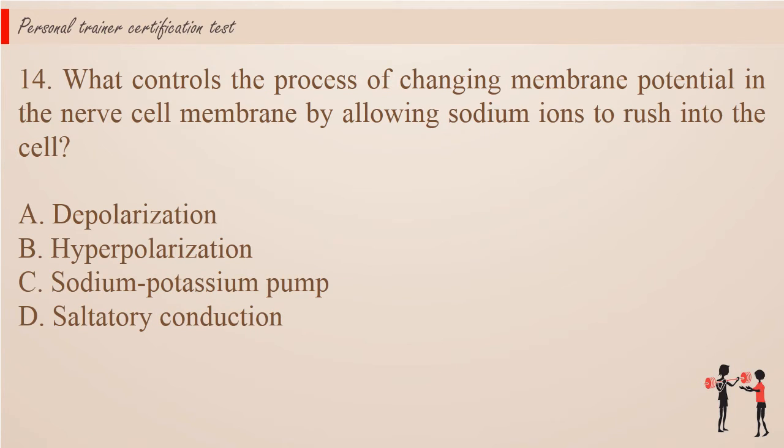Question 14. What controls the process of changing membrane potential in the nerve cell membrane by allowing sodium ions to rush into the cell? A. Depolarization. B. Hyperpolarization. C. Sodium-potassium pump. D. Saltatory conduction.